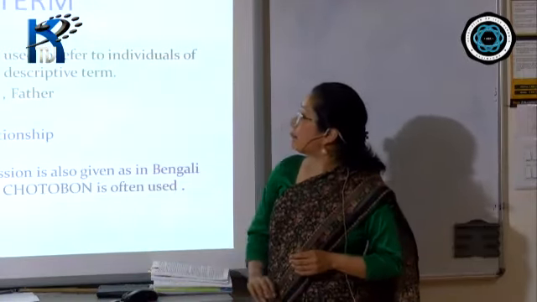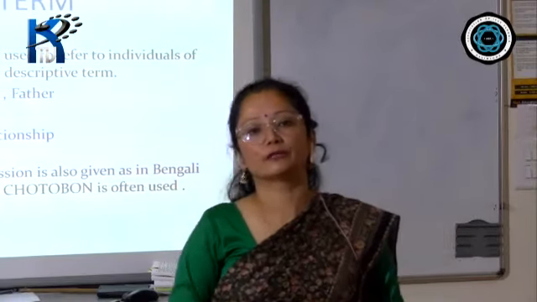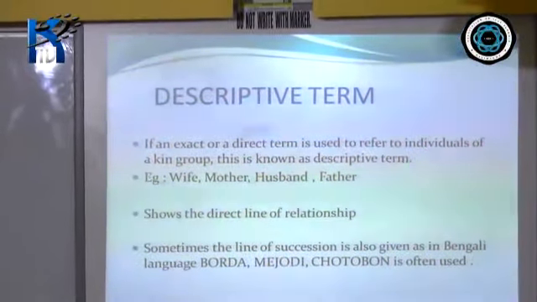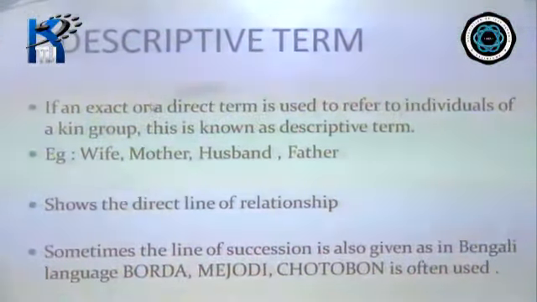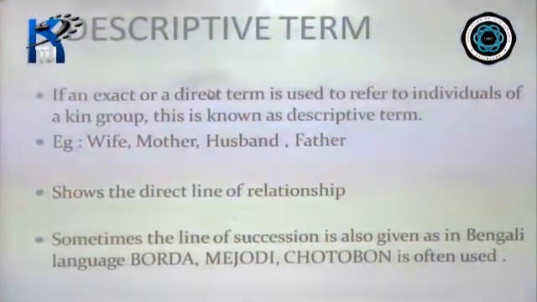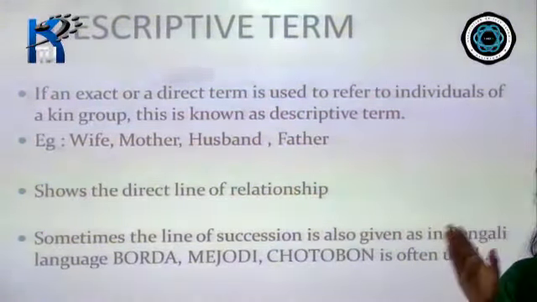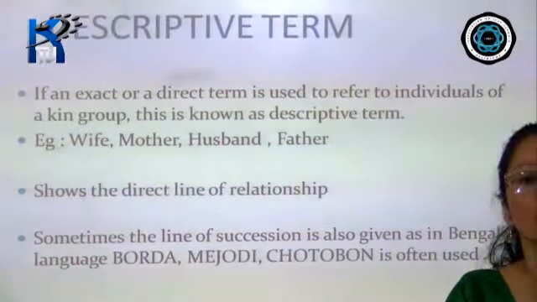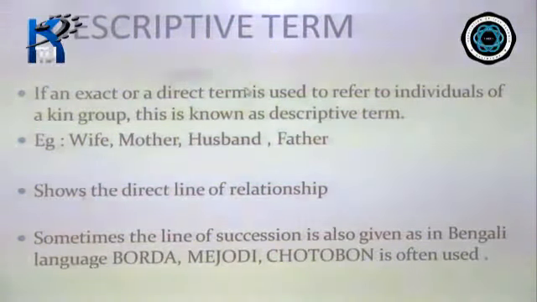So we come up with the descriptive term. The word itself will tell you: describe. It means you have to give detail about everything. What is a descriptive term? An exact or direct term, with no confusion. With Angu, there is confusion. Is it the wife's brother or is it the wife's father? But when you are talking about a descriptive term, there is no confusion. It is absolutely clear that this is used to refer to individuals of a kin group.